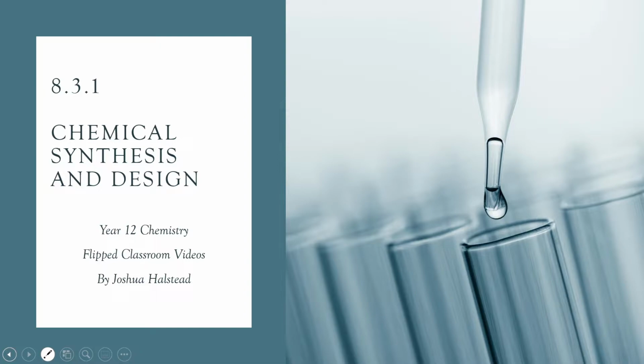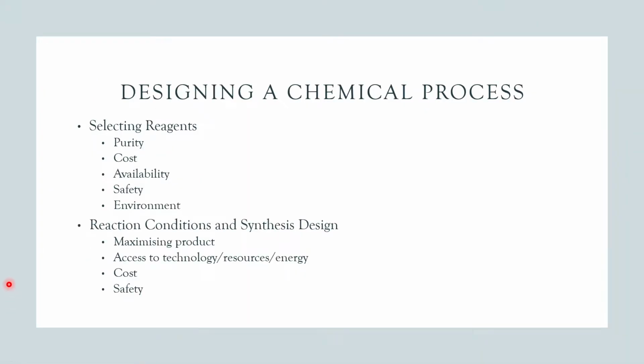It's our final video for the module and the course. I'm going to be talking about some general concepts around chemical synthesis and design. Let's get into it. So when we're designing a chemical process, especially when thinking about an industrial process being used to manufacture chemicals, there are a lot of factors that we should be taking into consideration.